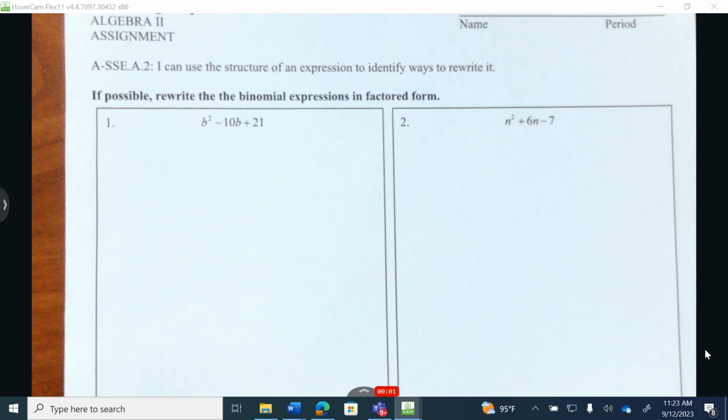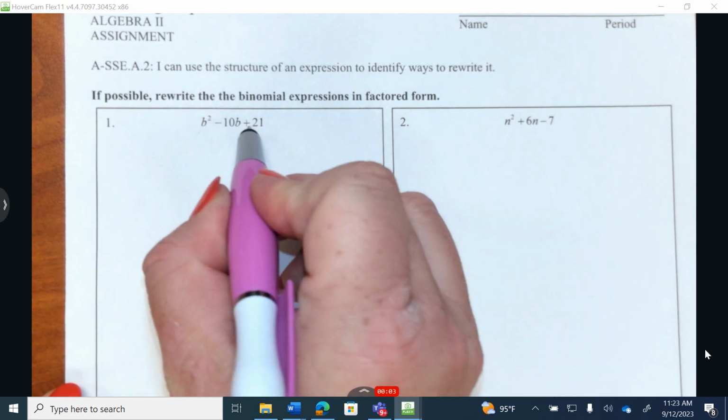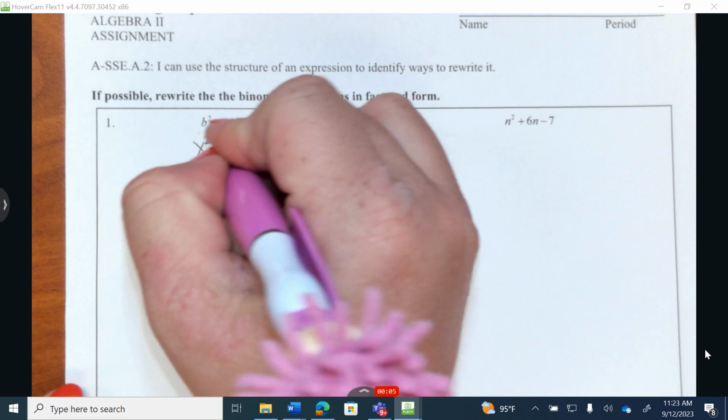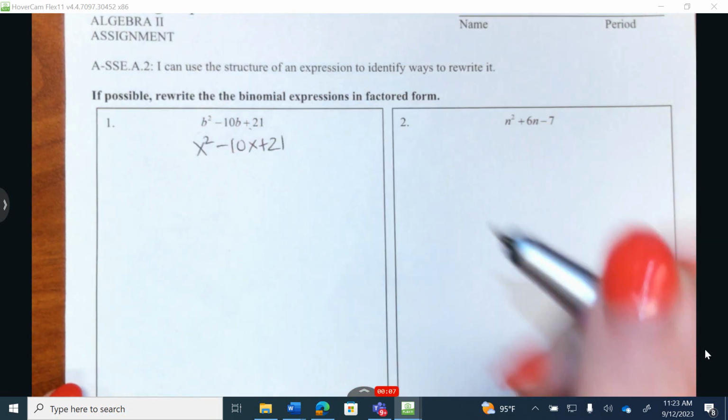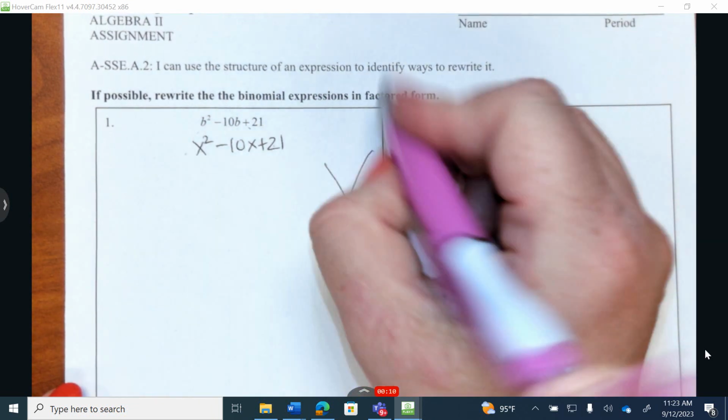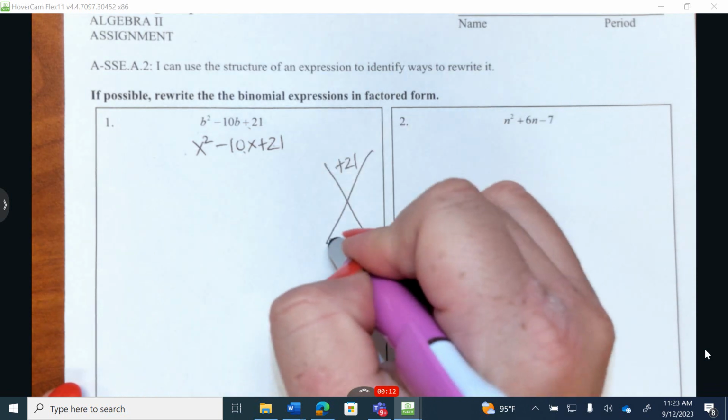So I'm going to work through the problems here, 1 through 4. You can change these to x's. Some students prefer these to be x's or b's, however you want to write them. All right, so 1 times 21 is a positive 21. Negative 10 is my b value.